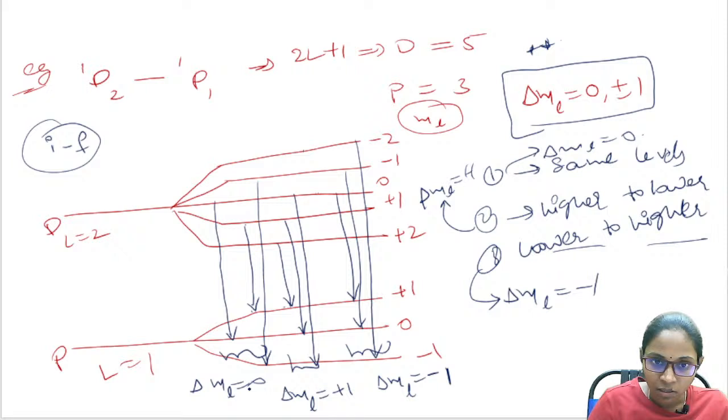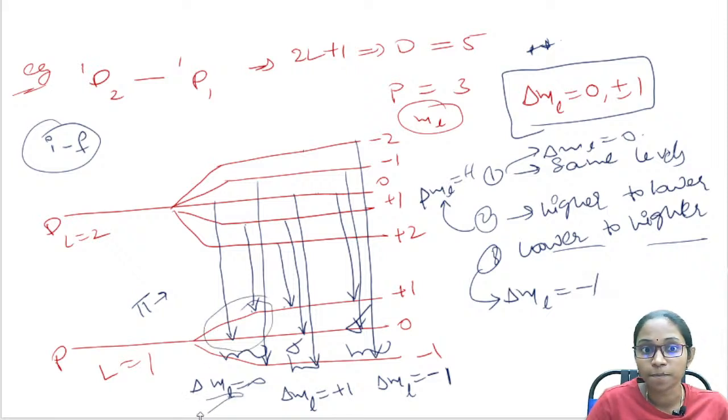For delta ml equals 0, these transitions are pi components. You can name these spectral lines with pi, and these are sigma components, sigma transitions. So for D to P transition, you will have a total of 9 transitions, 9 spectral lines. Out of these 9 spectral lines, each 3 spectral lines will have the same delta ml values.